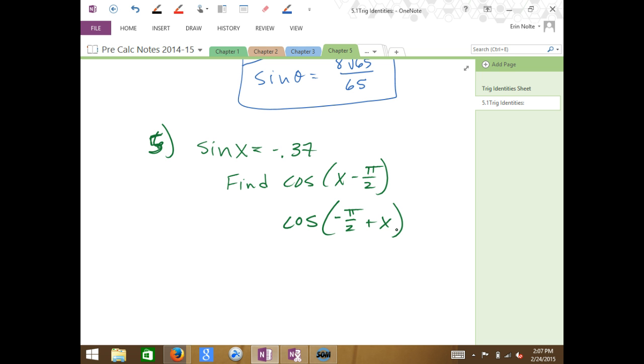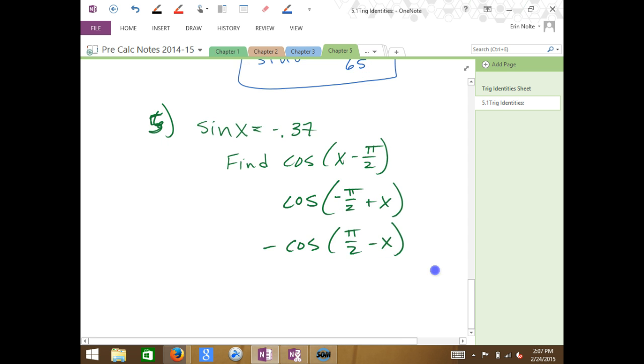Anyways, so now we're almost there, but all I'm going to do is pull a negative out. Ready for me to pull a negative out? And when I pull the negative out, I'm going to pull it out in front of the cosine. Okay, so it's going to be negative cosine of pi over 2 minus x. Everybody following that?